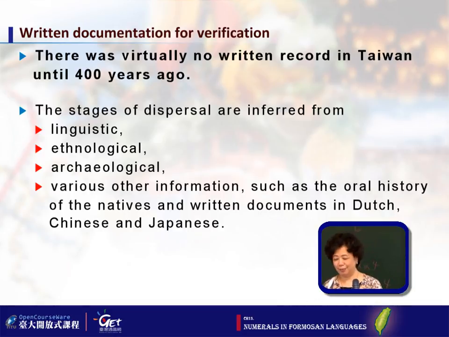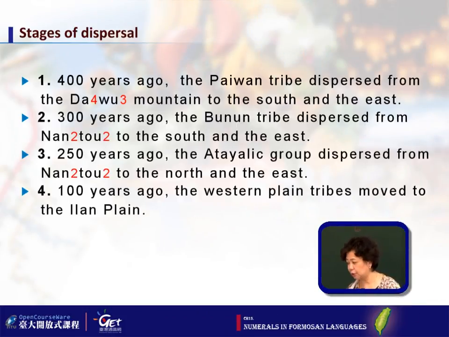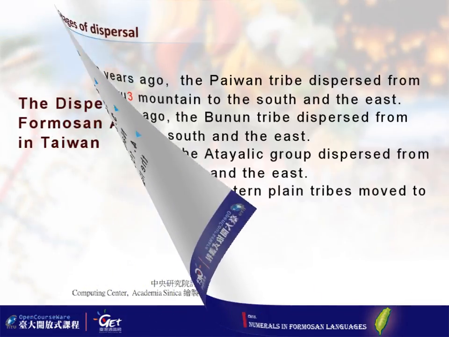And mainly, a lot of references on this Formosan languages are done by Japanese scholars during the Japanese occupation of Taiwan. So we still have to consult a lot of the readings in Japanese if they are not translated. And because of their work, we are able to find some written documents in order to reconstruct this history. So now let's look at the stages of the dispersal. Okay, again, let's go back to the map. Okay, and I'll just show you from this map.